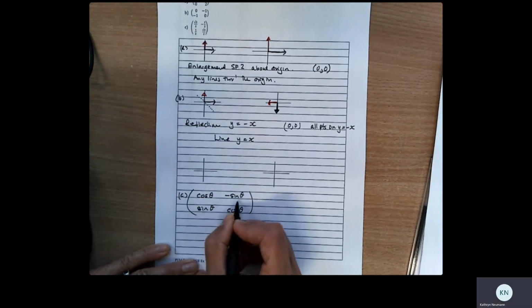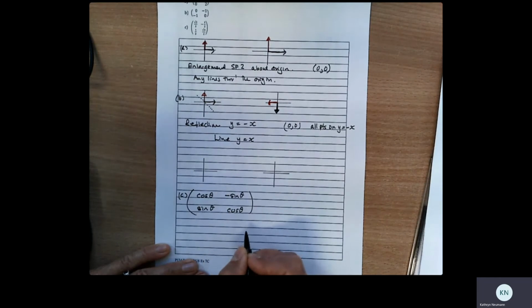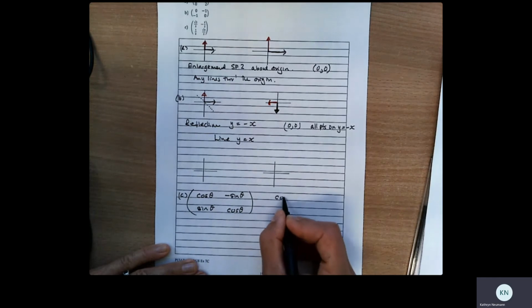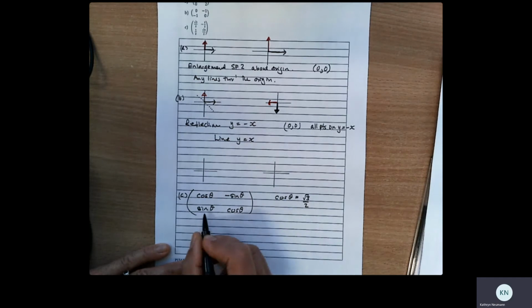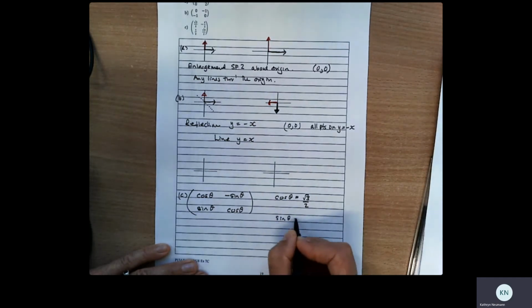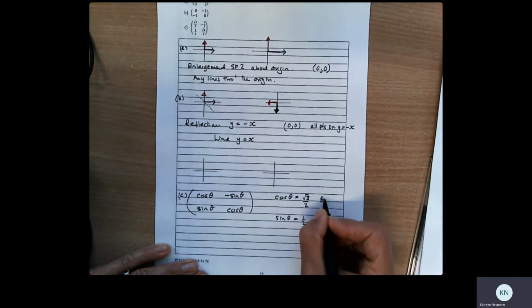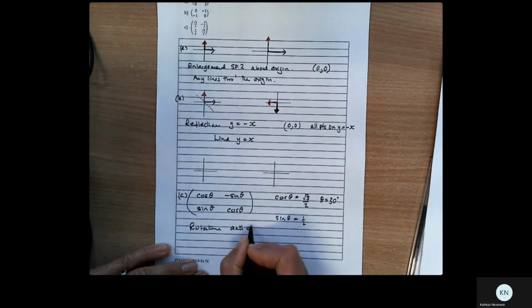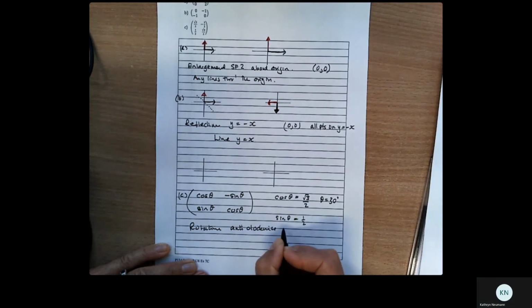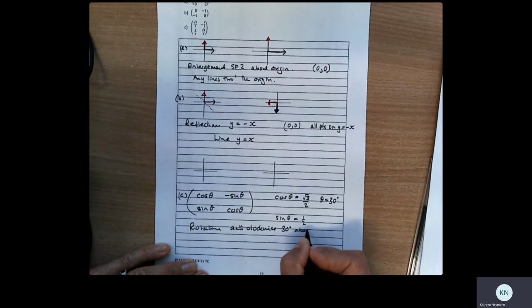So we've got cos theta, sine theta, minus sine theta, cos theta, and then match that up with the matrix that you've been given. So we can see that cos theta is √3/2. And we can also see that sine theta is 1/2. You do need to just check both of these to work out what the rotation is, what the angle is. So theta is 30 degrees. So this is a rotation anti-clockwise 30 degrees, about 0, 0.